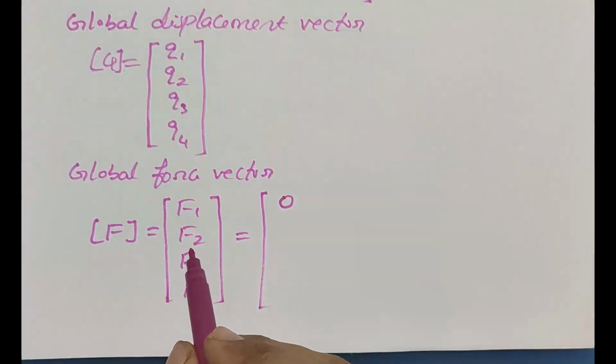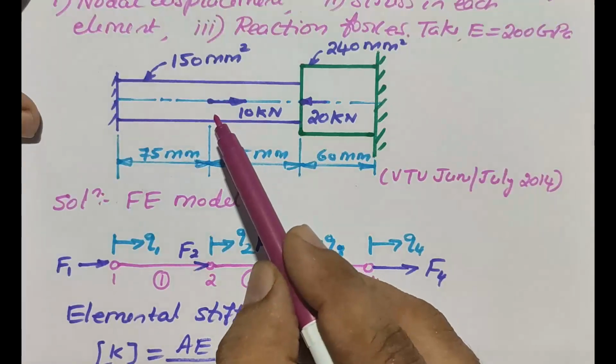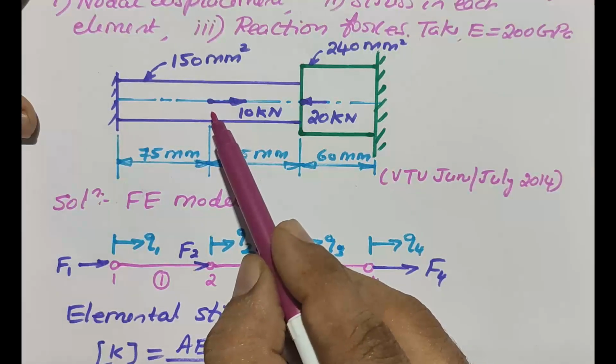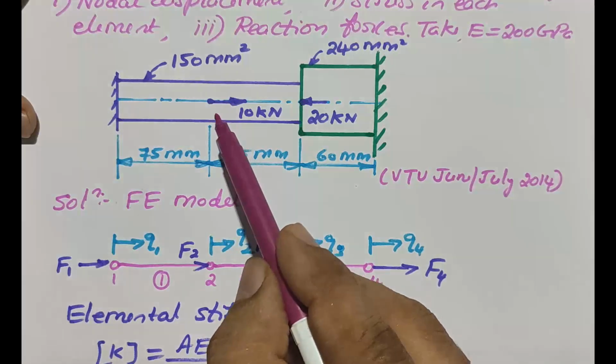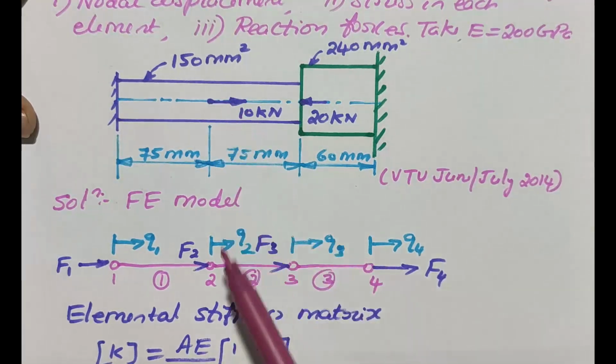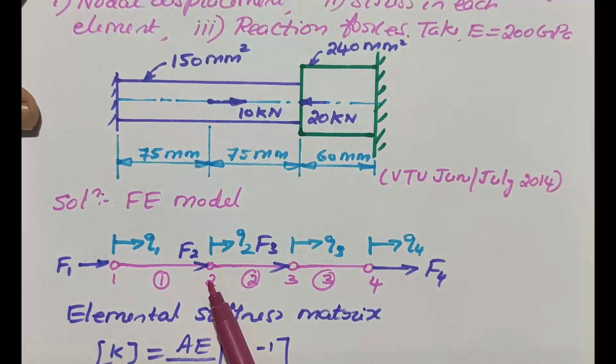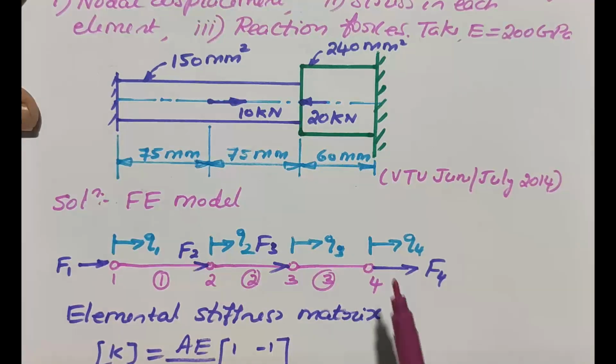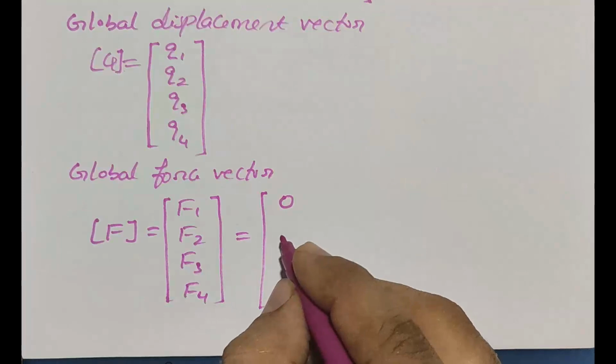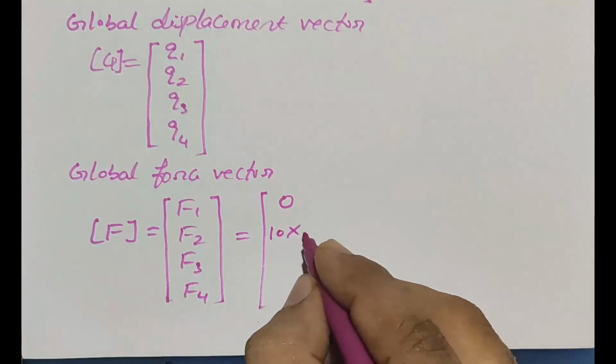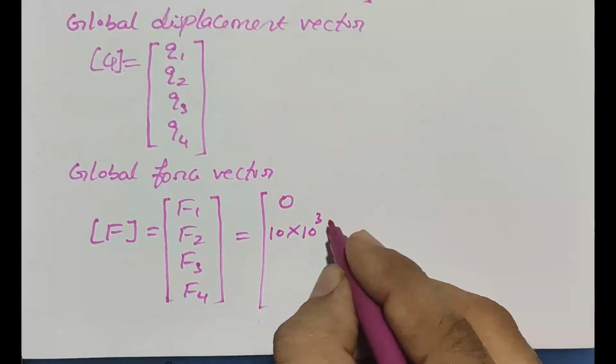Next we need F2 means applied load at node number 2. See the figure here, we have a load of 10 kilonewton which acts in the positive x direction, means at node number 2 the F2 or applied load is 10 kilonewton. It is plus 10 kilonewton because it acts in the positive x direction. So F2 is 10 kilonewton, 10 into 10 power 3.